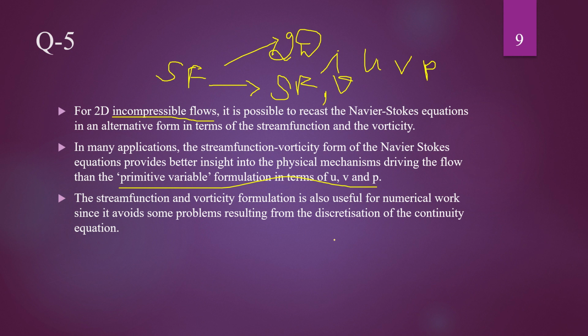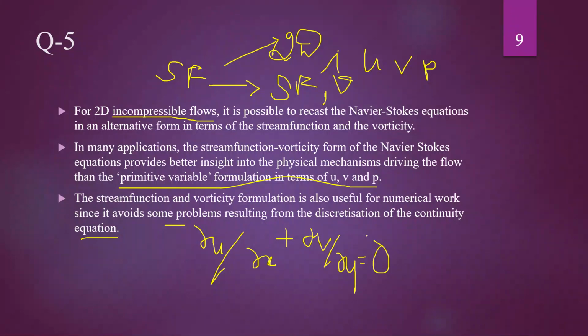So the stream function and vorticity formulation is also useful for numerical work since it avoids some problems resulting from the discretization of the continuity equation. For incompressible flow, the continuity equation is dou u by dou x plus dou v by dou y equal to 0. Some problems arise from the discretization of this one, but the stream function has only u and v, and the pressure variable is not present. Therefore, the problem can also be addressed by using the stream function and vorticity approach.